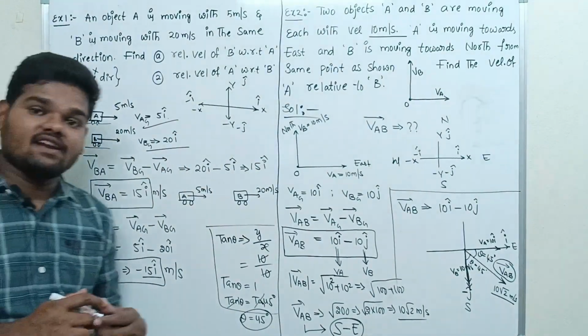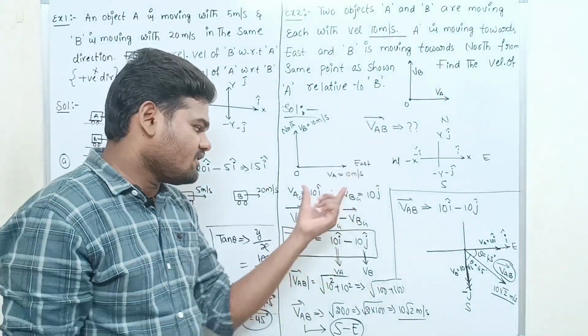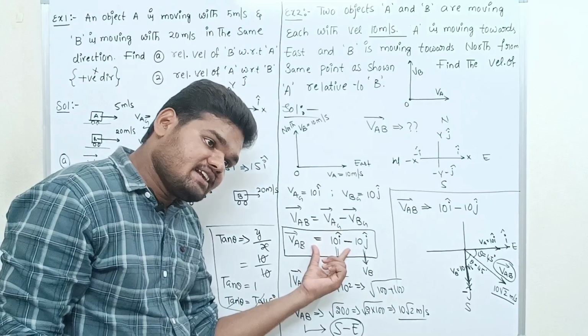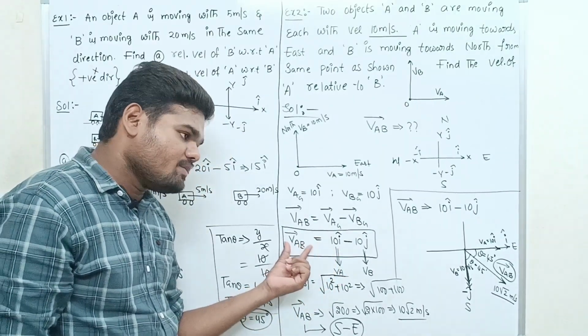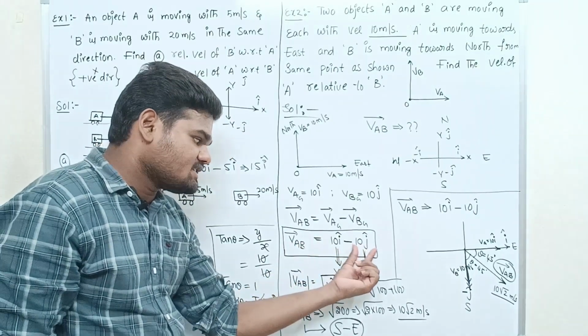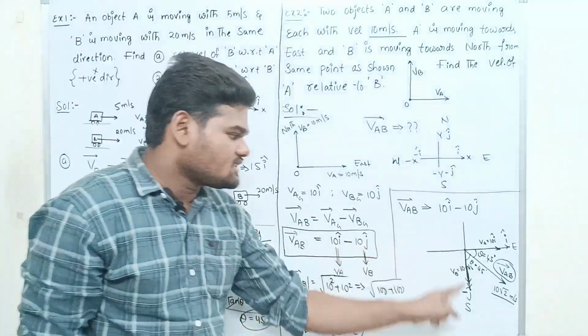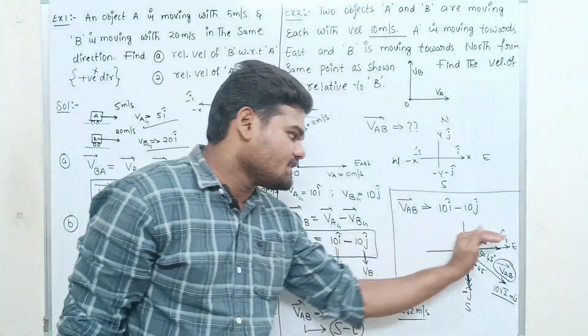Are you having any doubt? I just wrote the equation for relative velocity. This is the resultant relative velocity of objects A and B, 10 i cap minus 10 j cap. Using this, I just drew the diagram. This is along the positive x-axis.